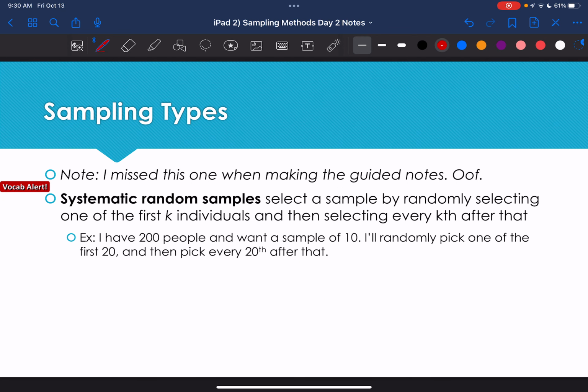I've missed this one. I'm making guided notes. Systematic random sample: you select a sample by randomly selecting one of the first K individuals. If you have 200 people and you want a sample of 10, first do 200 divided by 10. That's 20. So randomly select out of the first 20 and then do every 20th after that, and that'll get you your sample.